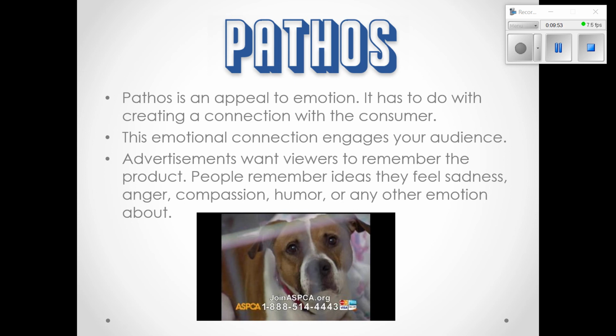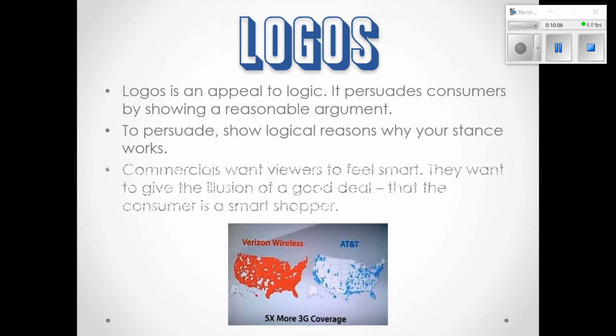So when they use pathos, they are trying to get you to connect to it, or connect to the advertisement, connect to the product, and remember it. All right? So pathos is all about emotion. And then logos is our last one. And logos is an appeal to logic. And what logic is, is being reasonable.